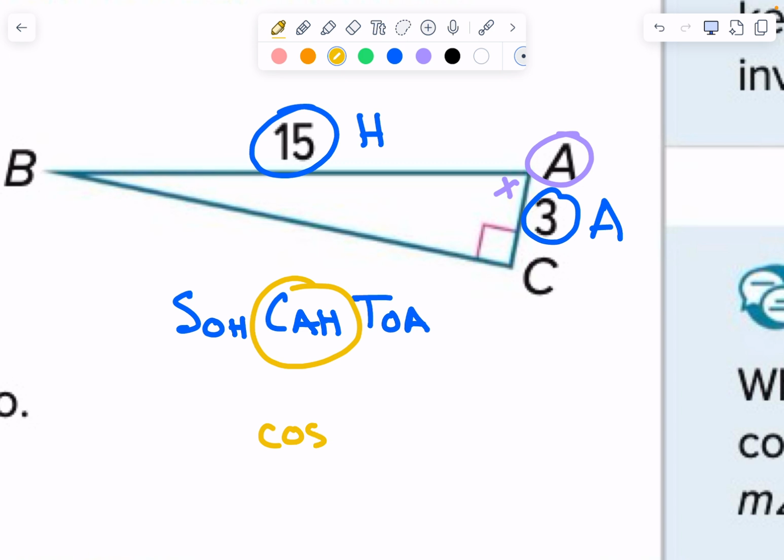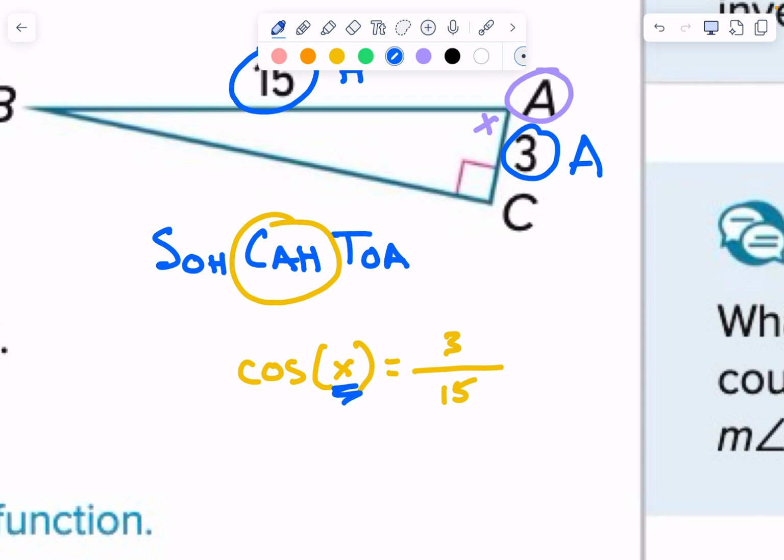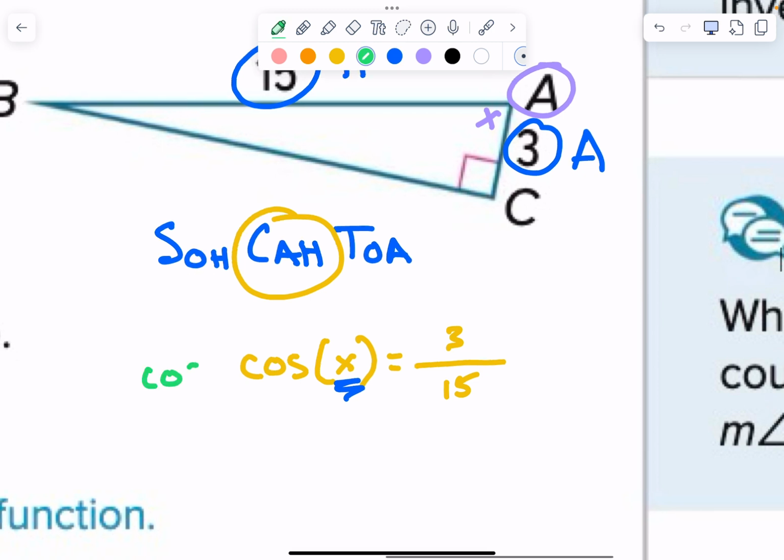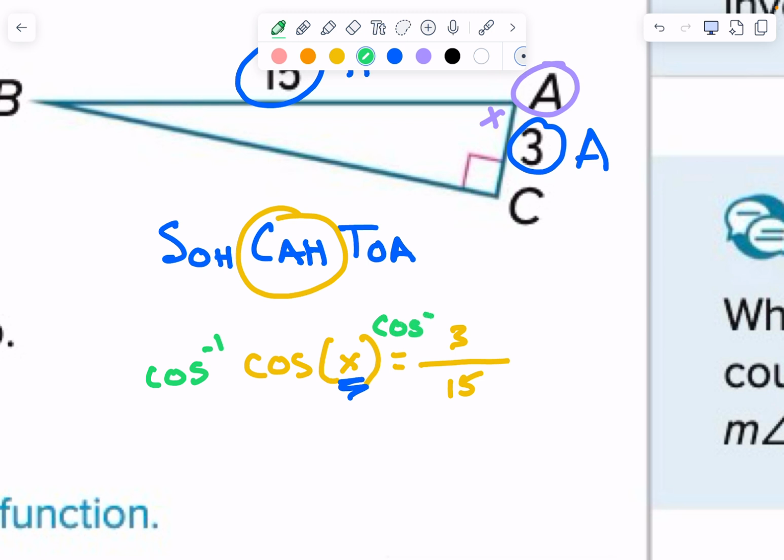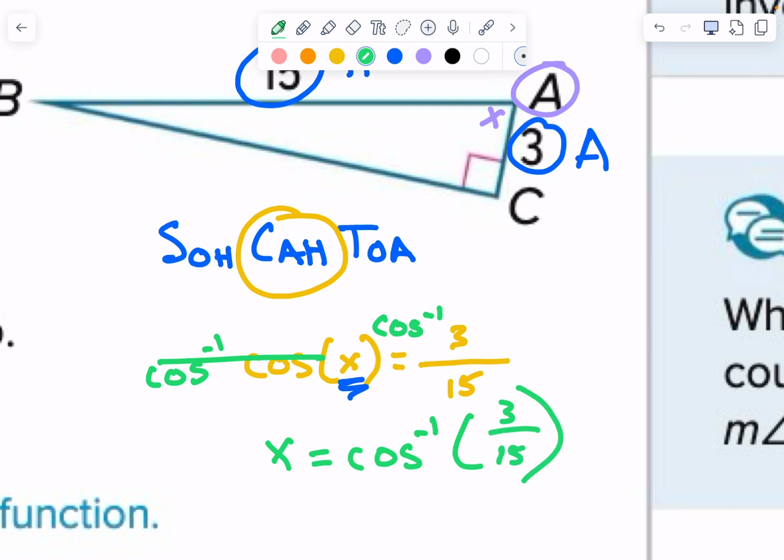Okay, cosine of, when we set this up, what do we put inside of the cosine? X, that's what we're trying to solve for, right? Cosine is A over H. So 3 over 15 goes here. Now here's the deal. If X is what we're solving for, how do I get rid of cosine? You do the opposite of cosine, which is this button on your calculator, like the shift cosine. If we do that to both sides, X is the inverse cosine of 3 over 15, right?